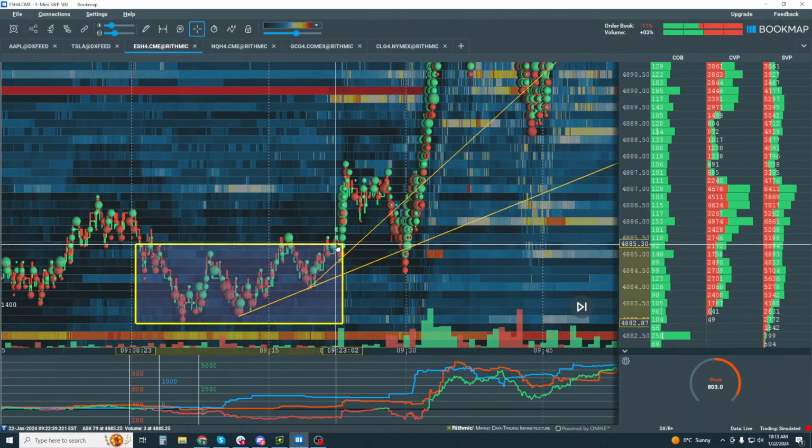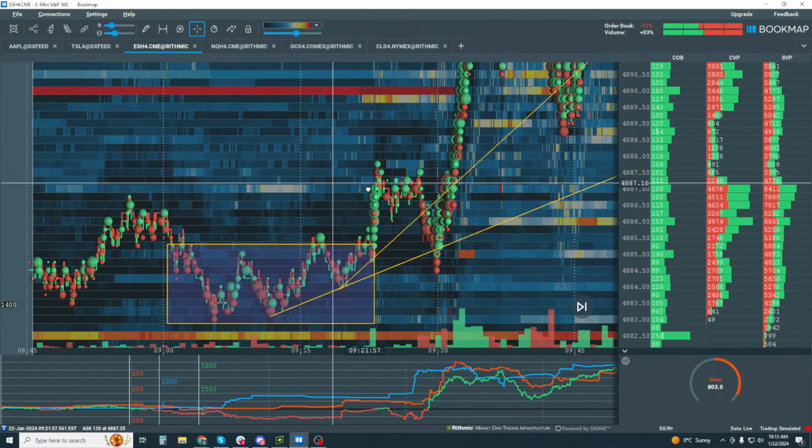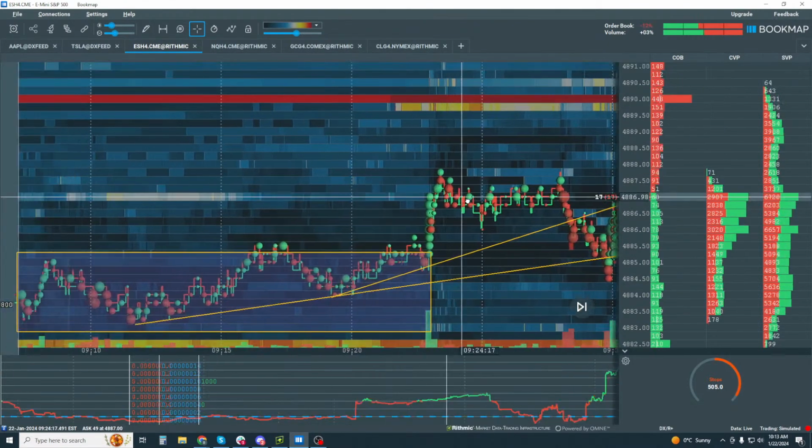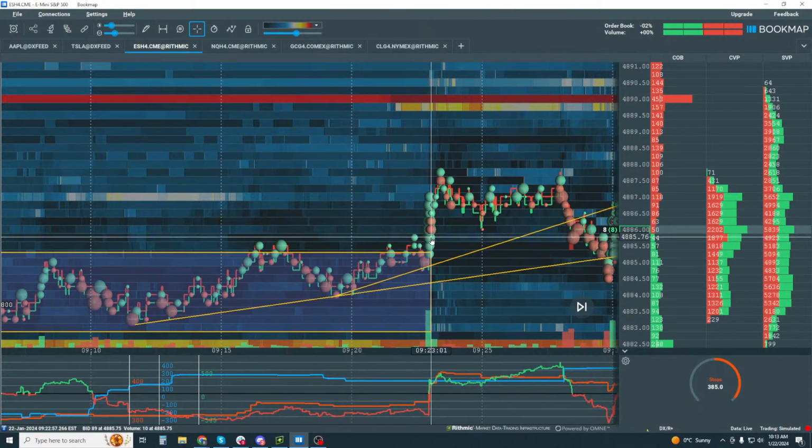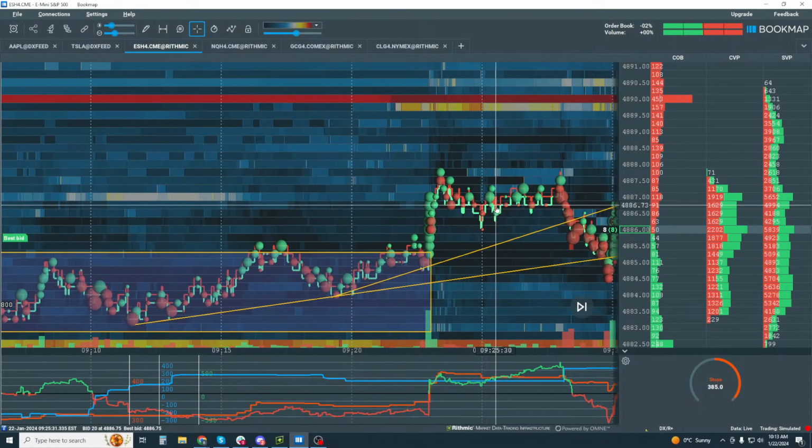So, nice strong move in here. And I was looking at this. Well, here's our strong volume here and here. No question. And look at the pullback in here.